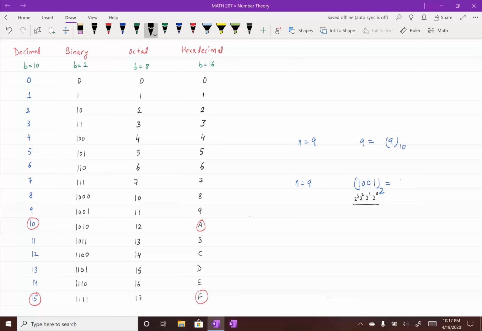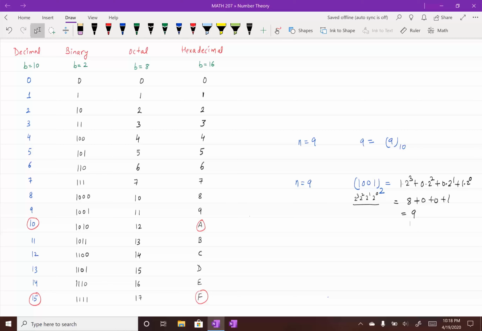So you can write it as 1 times 2 to the power 3 plus 0 times 2 to the power 2 plus 0 times 2 to the power 1 plus 1 times 2 to the power 0, which is basically equal to 8 plus 0 plus 0 plus 1, which is going to be equal to 9. So this way you can expand the binary expansion and get the integer value.